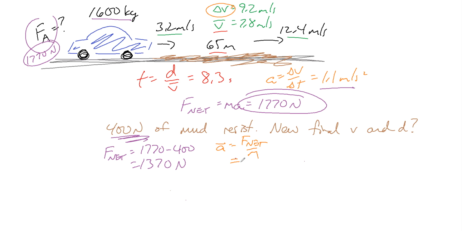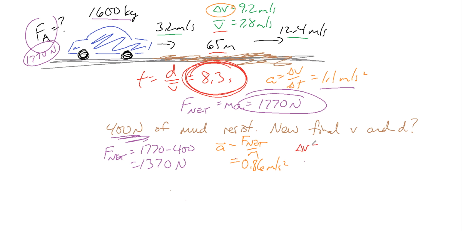So I'll just take that 1370 and divide that by the mass of the vehicle. And now my acceleration is down to like 0.86 meters per second squared. Okay, well, now that I have that, we can sort of try and incorporate some other stuff. Things will change, obviously. Well, we'll just use the exact same time we did before. Let's just keep the exact same amount of time and make things easy.